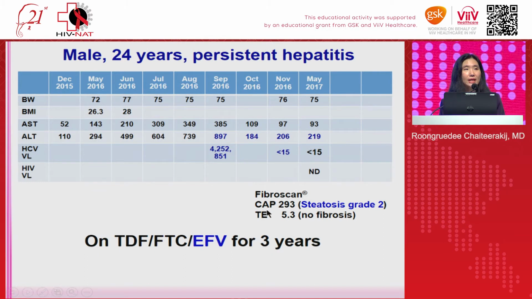We repeated the FibroScan. The steatosis score was about grade 2. At this time, the patient had been on tenofovir, emtricitabine, and efavirenz for 3 years. We worked up autoantibodies. They remained negative. Hepatitis B negative. We did a liver biopsy, which showed non-specific inflammation. So at this point, we discussed with the primary doctor whether this could be caused by efavirenz, because we know that this drug can cause severe hepatitis in up to 8% of HIV patients.